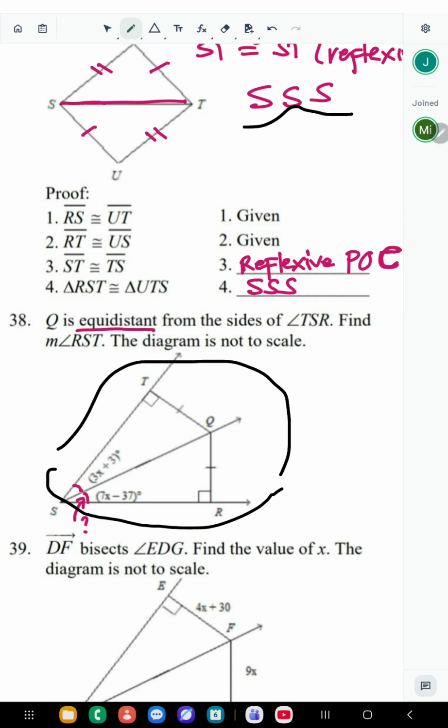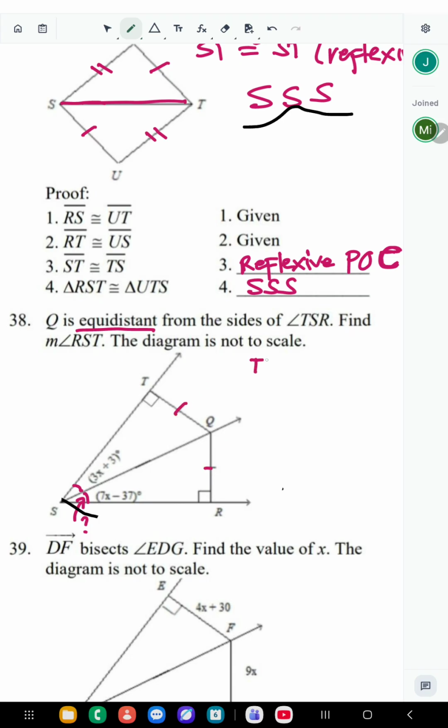Okay, so it's given here that TQ is congruent to QR, and then QS is congruent to QS, and they are right triangles. QS congruent to QS. Therefore, the angles, I think this is angle bisector, right? So angle TSR is congruent to angle QSR.